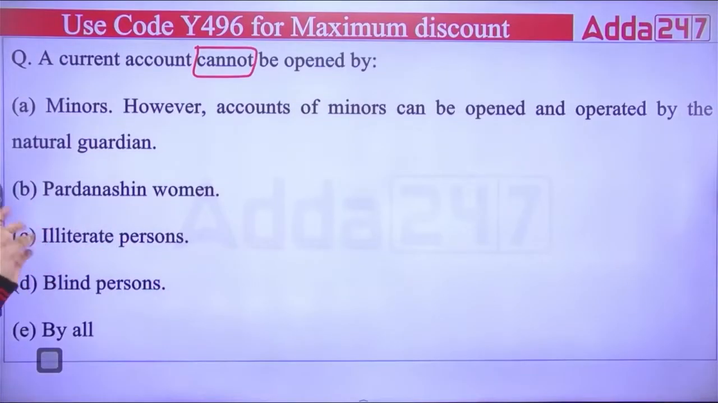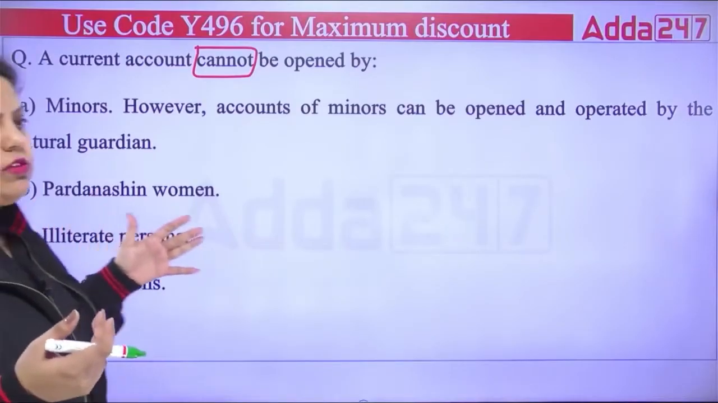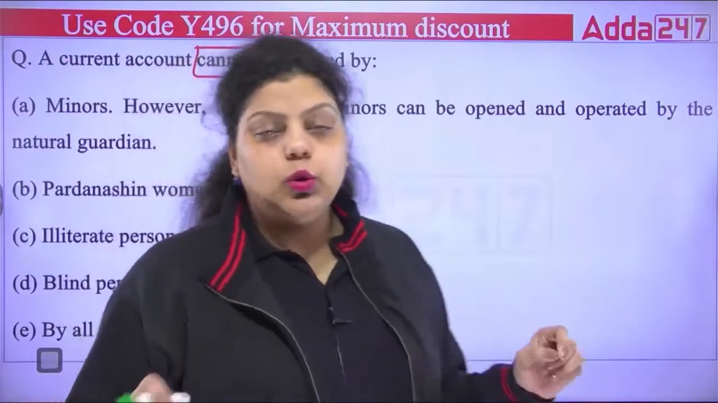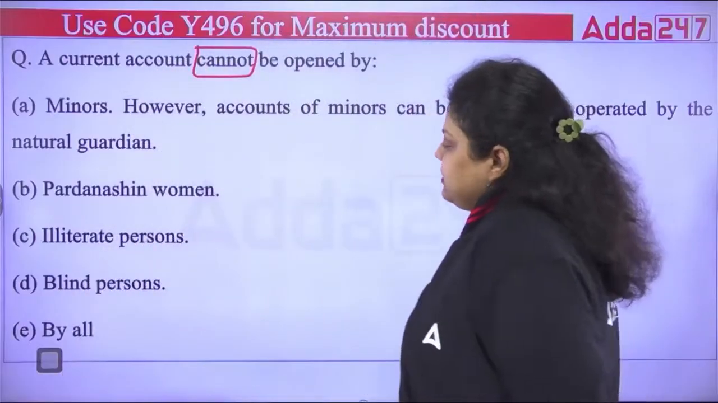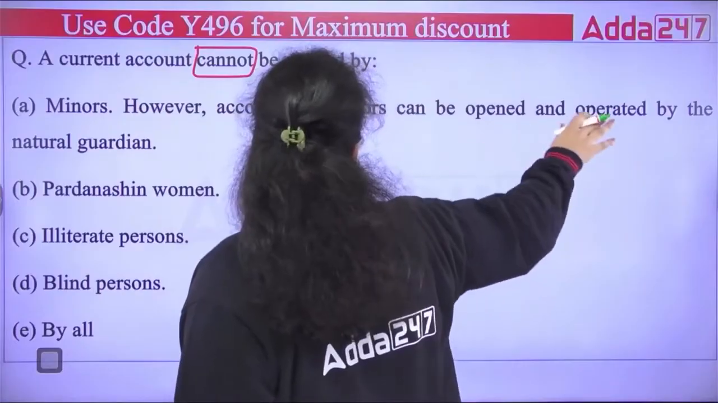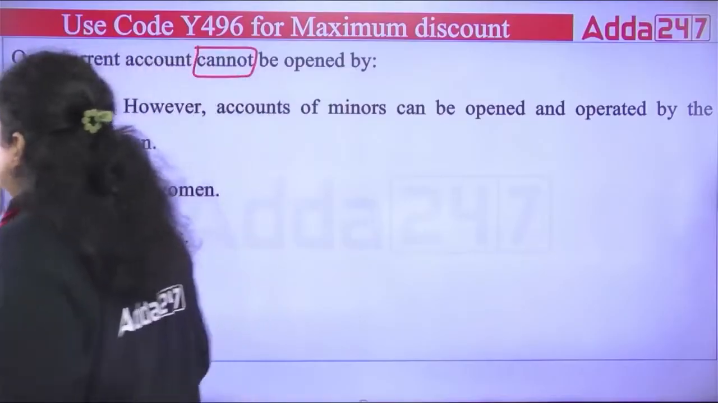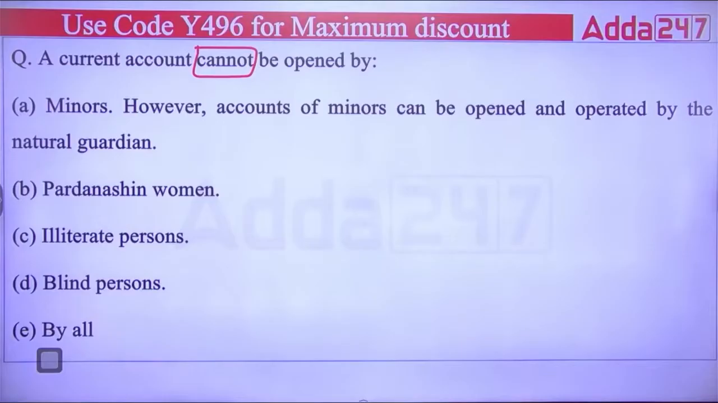And this account is open mainly for the business purpose. The businessmen who want unlimited number of transactions, they can have the current account. No interest will be paid in this account. So first is saying minors, however, account of minors can be opened and operated by the natural guardian. Second, Pardanasheen women. Third, illiterate person. Fourth, blind person. Or fifth, by all. So let me know who cannot have the current account. A, B, C or D?